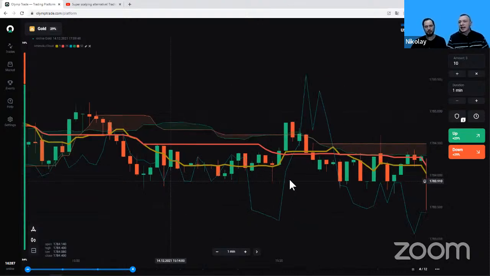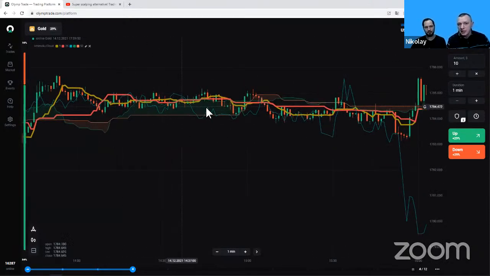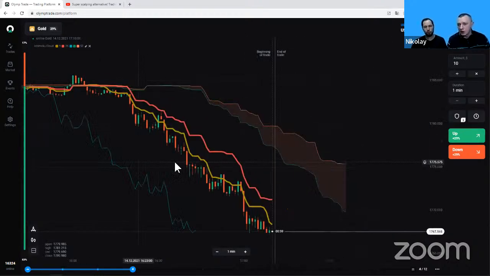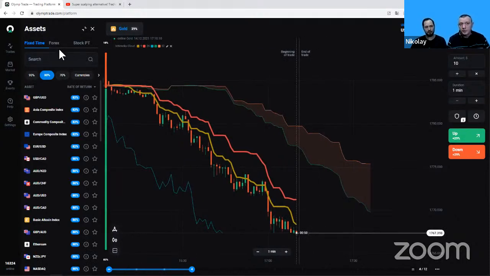Unfortunately, I cannot use this strategy in flats. So, for example, when you see such a market, this is gold, when you see that there is a flat on the market, unfortunately, it is useless. But if there is a trend on the market, in this case, I may use it. So let's try to start from the very beginning.